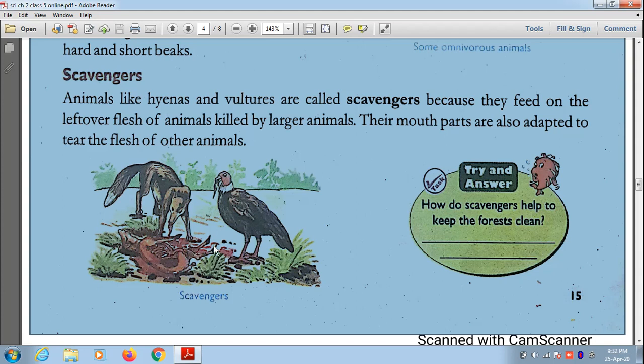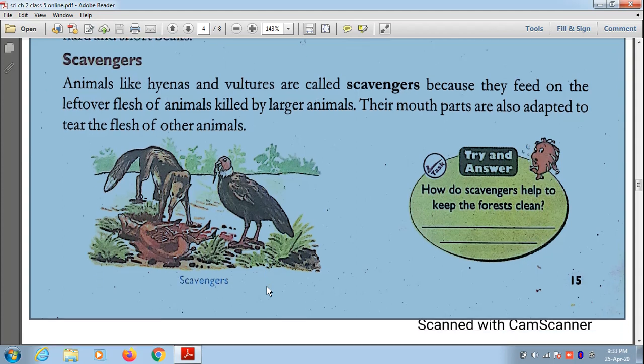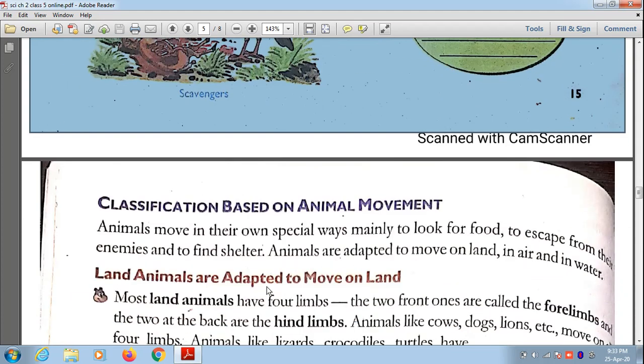To prevent that, they play a very important role and they are known as cleansers. Right? They help to keep our surroundings clean. Okay? So they eat the flesh, the body of the dead animals, and help to keep our surroundings clean.